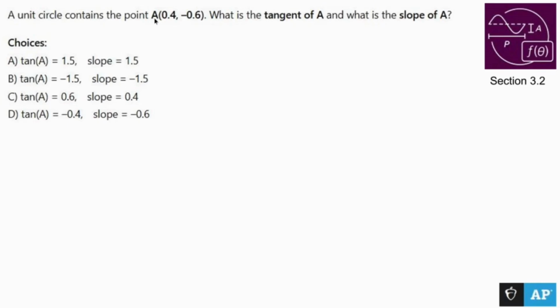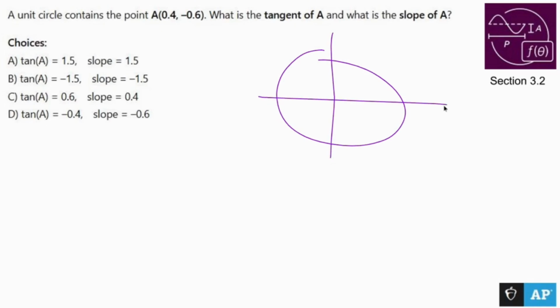A unit circle contains the points A, 0.4, and negative 0.6. What is the tangent of A and what is the slope of A? All right, so if I'm given a unit circle, regular old unit circle, A is 0.4, negative 0.6, so something like this, maybe like there-ish. I know it's not an exact science, but we'll just say it lives right there.